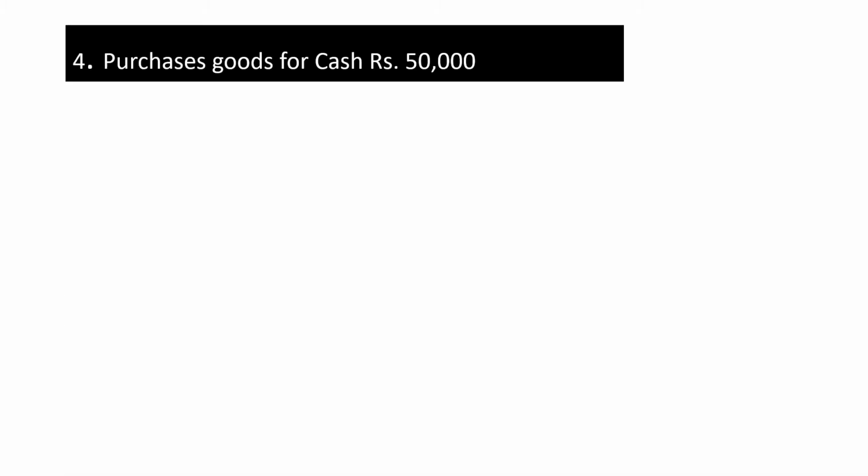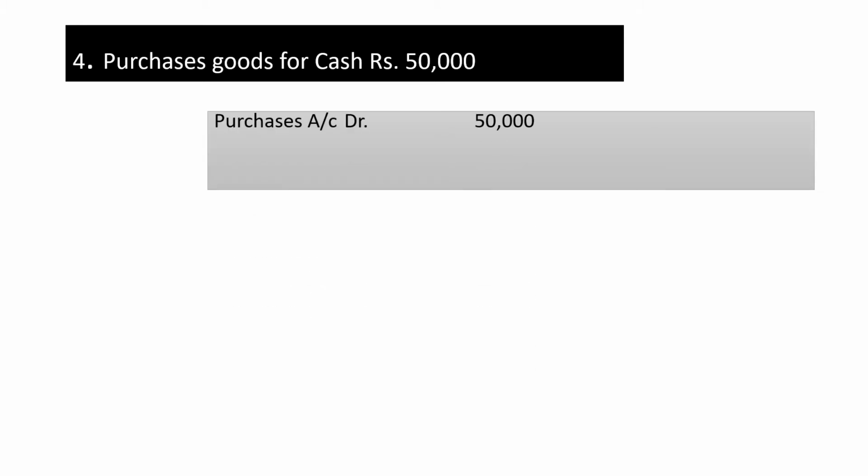There are two more transactions. For them also we need to write journal entries. The fourth transaction is purchased goods for cash rupees 50,000. Now, the journal entry is purchases account debit. If it is an asset account, debit it. If it is an expense account, debit it, 50,000. And for cash, you are purchasing, so cash will go out. So to cash account credit 50,000. The narration would be being goods purchased for cash.